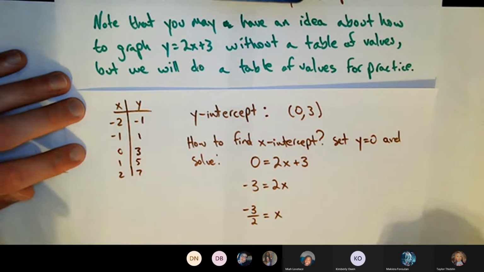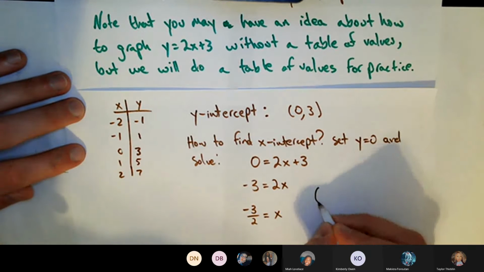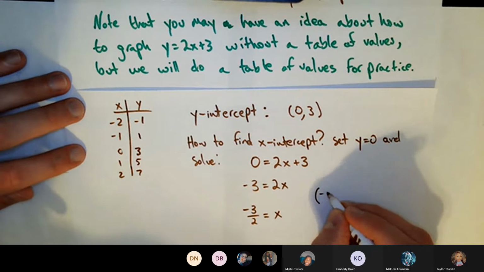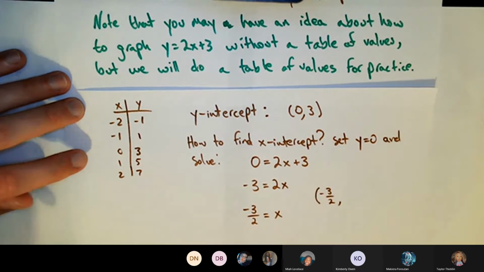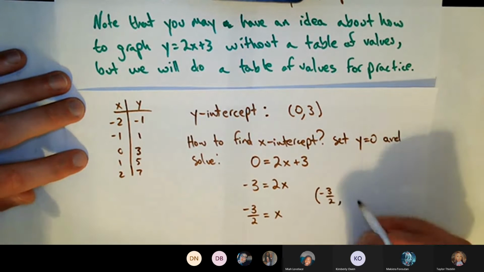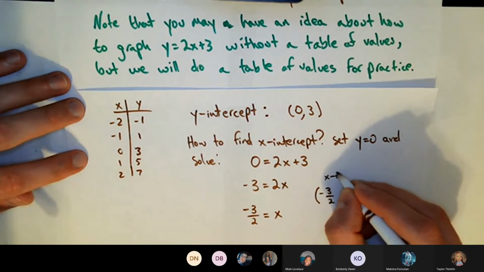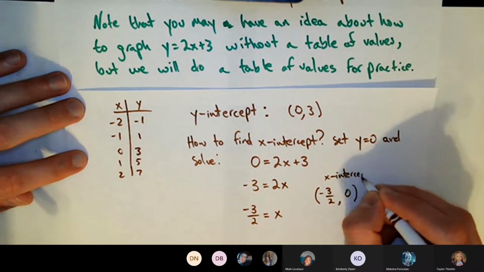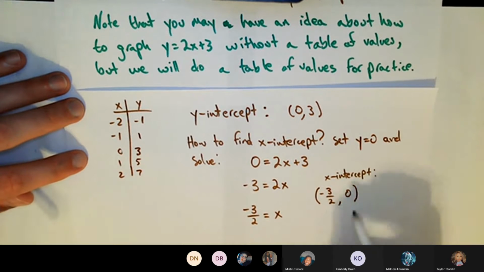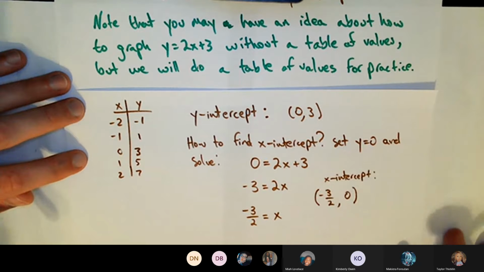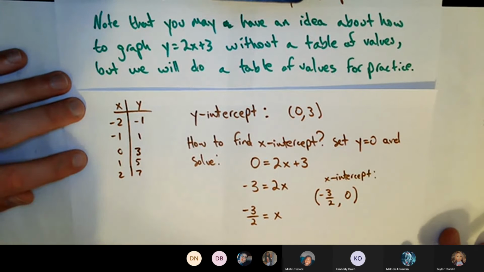That's okay. So my x-intercept, the x value is negative 3 over 2, and what's the y value? Well, it's what I forced it to be, which is 0. So there's my x-intercept. Oh, I should label it x-intercept. There it is. The x-intercept is the coordinate point negative 3 over 2, comma 0.